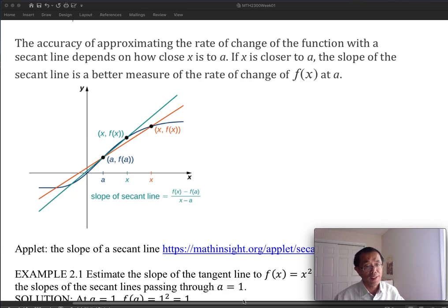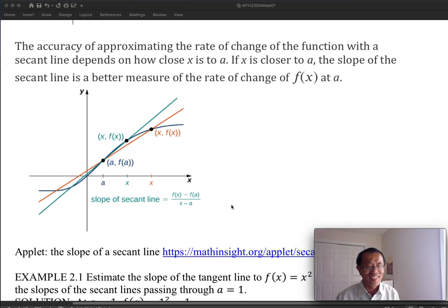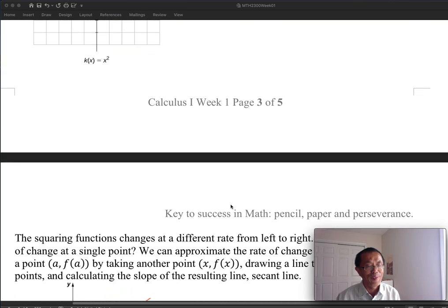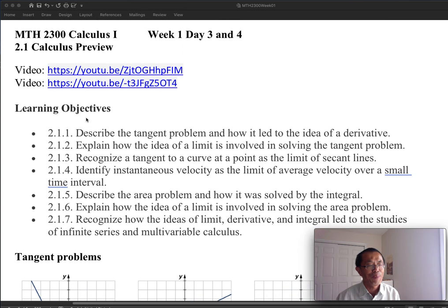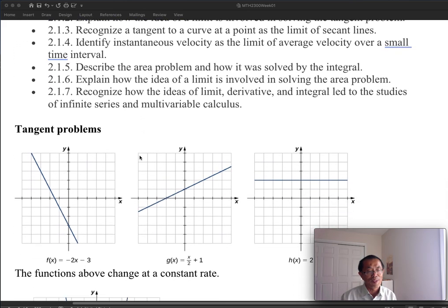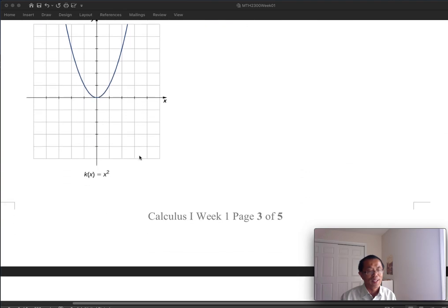Welcome back to calculus. We are getting something really big in calculus, even though this is merely a preview of calculus. Okay, we are in section 2.1. Three big things in calculus: limits, derivatives, and integrals. We are getting something really big in calculus.